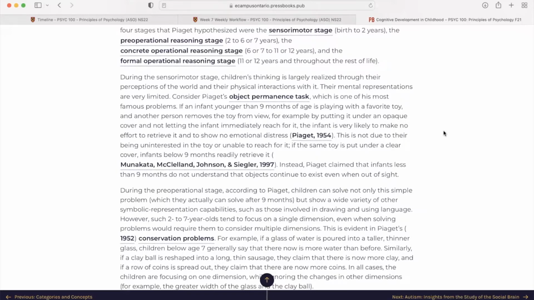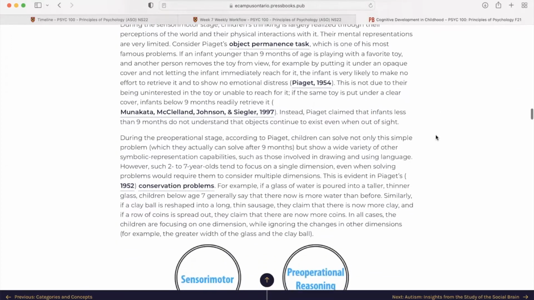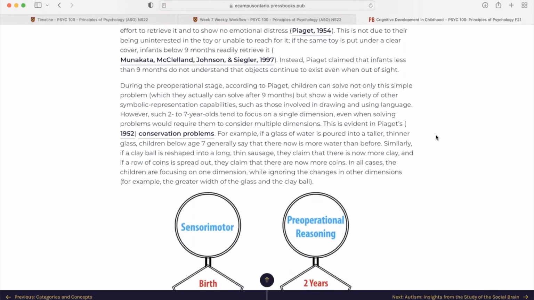This is not due to their being uninterested in the toy or unable to reach for it. If the same toy is put under a clear cover, infants below 9 months readily retrieve it. Instead, Piaget claims that infants less than 9 months do not understand that objects continue to exist, even when out of sight.